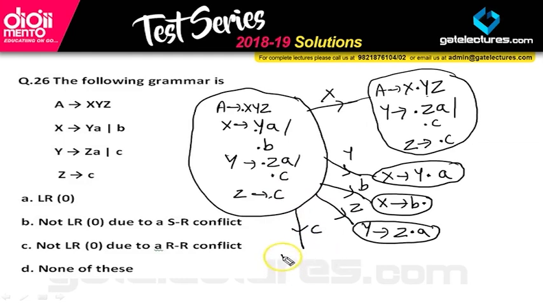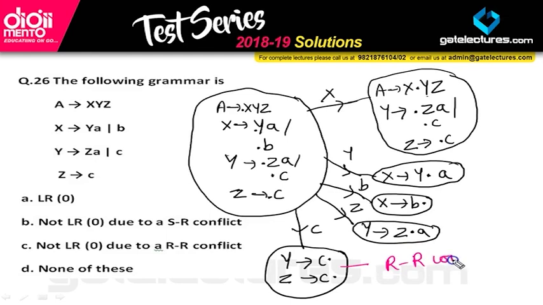So for C, here we have two productions. Y is producing C dot, but the problem is Z is also producing C. It is also showing a reduction move for Y and Z. So this is clearly an RR conflict. Okay, what is an SR conflict? When in the same state we have both shift and reduce operation for the same terminal, but here we have not encountered the SR conflict yet, but the RR conflict is clearly over here.